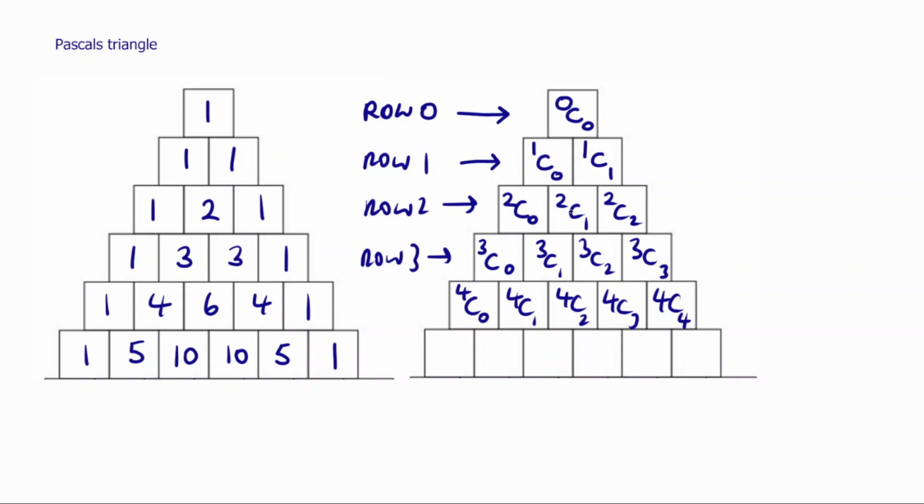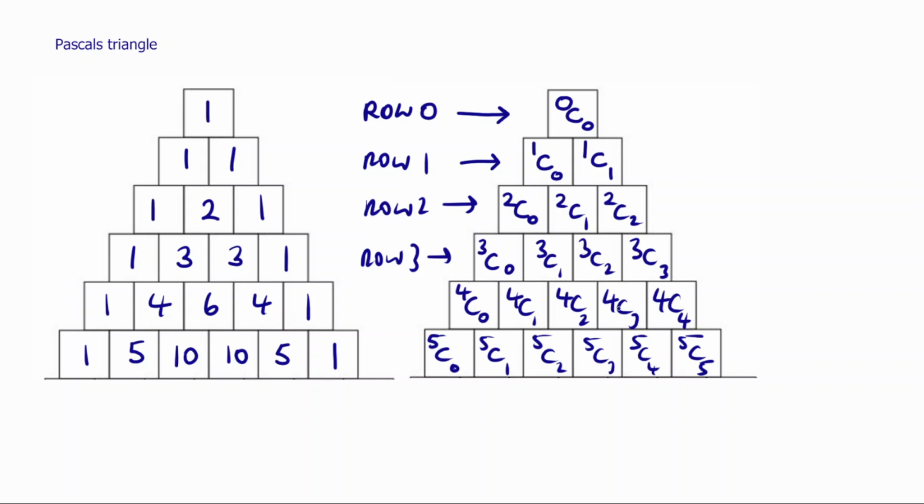Now, you can see that the row number is the number on the top of this thing we're using, and the numbers on the bottom just start at 0 and go up by 1 to the end. So in the fifth row, you'll have 5s on the top like this. And then this will be 5 choose 0, 5 choose 1, 5 choose 2, 5 choose 3, 5 choose 4, and 5 choose 5. So the last one on the row has to be the same, like 5 choose 5, this is 4 choose 4, 3 choose 3.